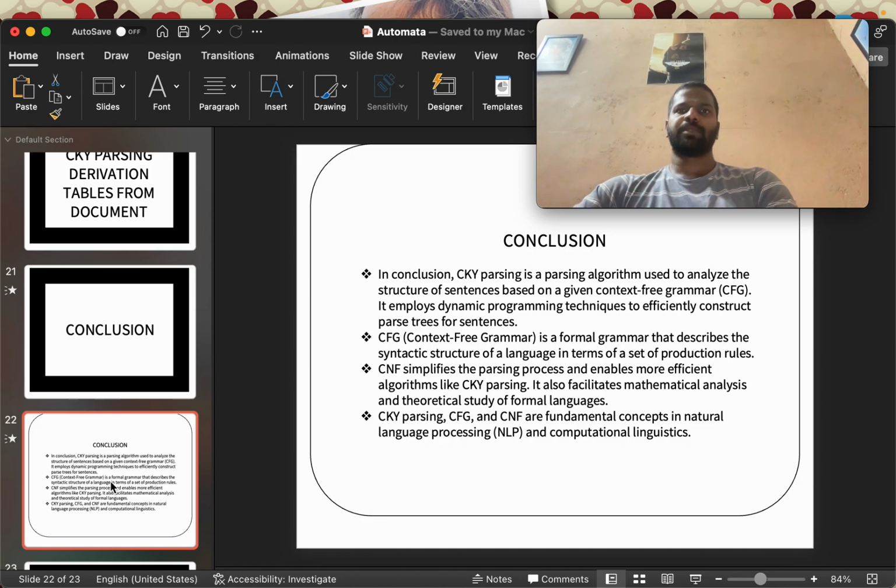Chomsky normal form (CNF) is a specific form of CFG in which all production rules have one of the two forms, either a non-terminal symbol producing two non-terminals or a non-terminal symbol producing a terminal. CNF simplifies the parsing process and enables more efficient algorithms like CKY parsing. It also facilitates mathematical analysis and theoretical study of formal languages. Overall, CKY parsing, CFG, and CNF are fundamental concepts in natural language processing, NLP, and computational linguistics. They are used for syntactic analysis, parsing, grammar checking, machine translation, and other NLP tasks. By employing these techniques, we can understand the structure of sentences and extract meaningful information from natural language text.